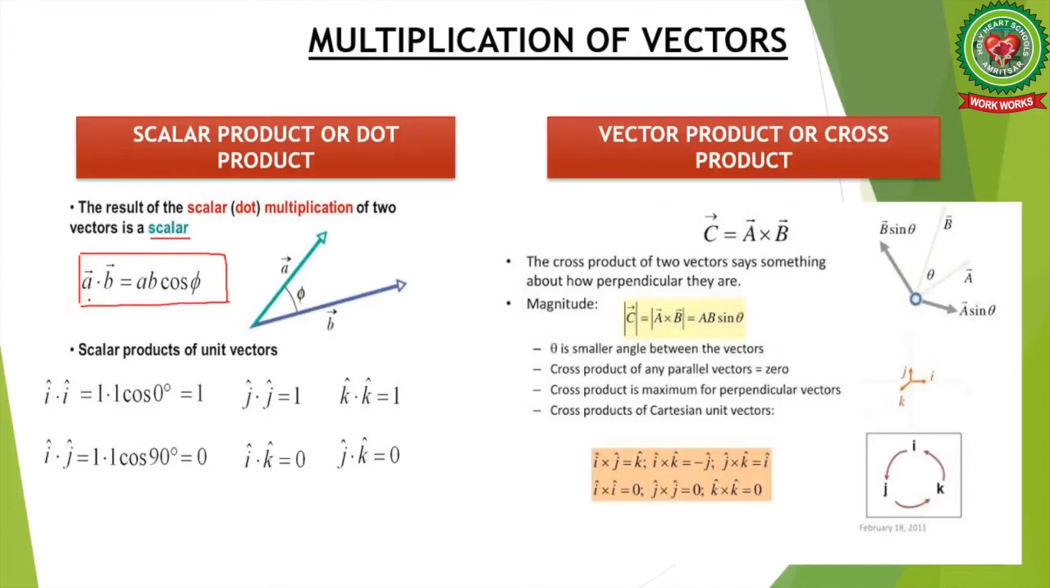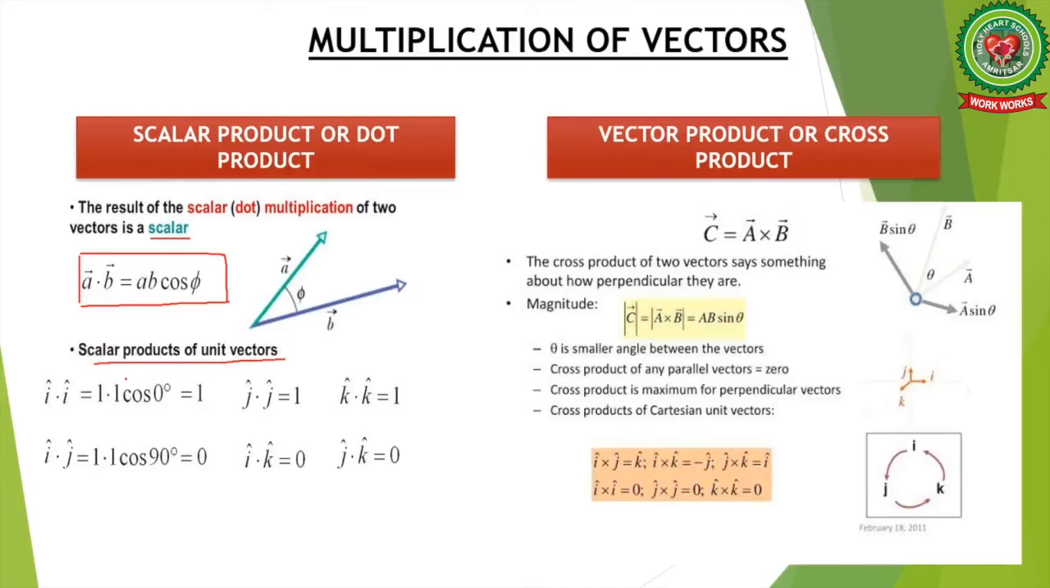If there is a vector a and a vector b, always remember the dot product is represented by putting a dot between the two vectors, and the answer will be ab cos theta. Here, if the angle is phi, you can take phi. Now there are scalar products of unit vectors, obviously the unit vectors i, j and k.